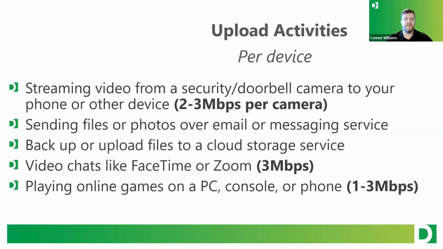Now, some common activities would be streaming video from a security or doorbell camera to your phone or other device. And this is actually a unique one because you're really using both download and upload speeds at the same time. Your doorbell camera is taking video and then uploading that video to the internet, which is then downloaded to your device so you can watch it on your device. You're using both upload and download speeds.